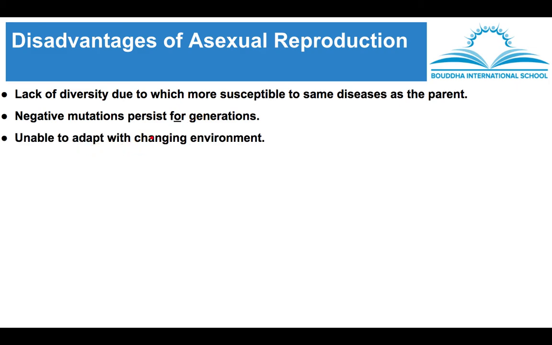And since there are no new characters developing, if any change takes place in the environment, the offspring cannot develop new characters. That is why they cannot adapt to the changing environment. So these are the disadvantages of asexual reproduction.